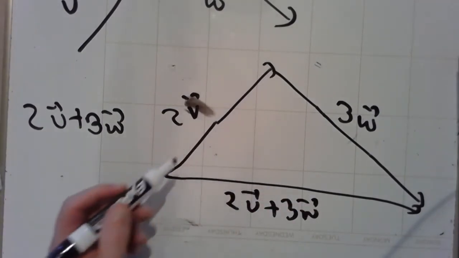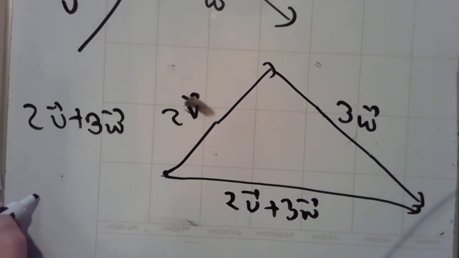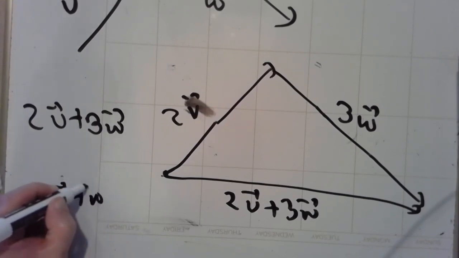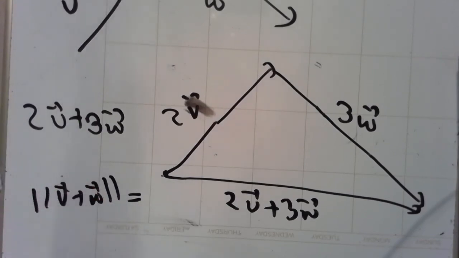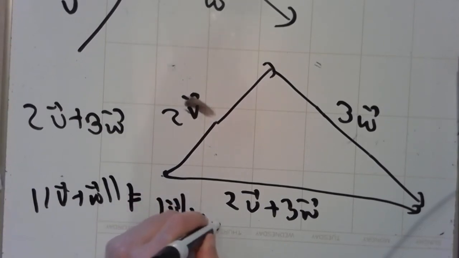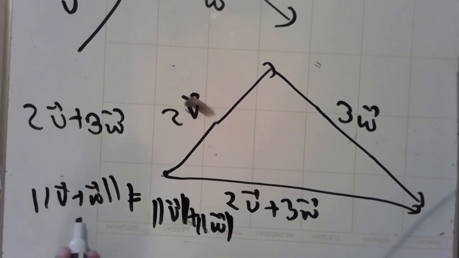Notice, by the way, always remember this, the magnitude of v plus w is usually not equal to the magnitude of v plus the magnitude of w. You cannot distribute magnitude. It's called the triangle inequality.